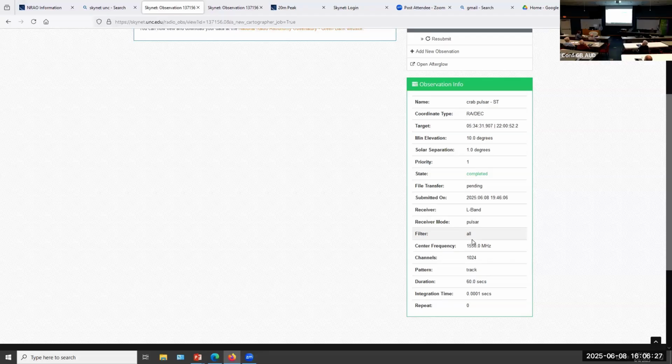You've got to be knowledgeable about where your object is in the sky, and how it relates to when you select minimum elevation versus the sun.